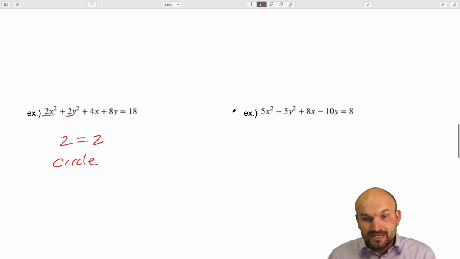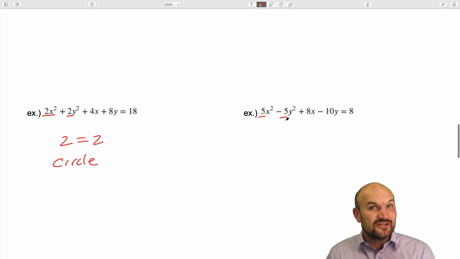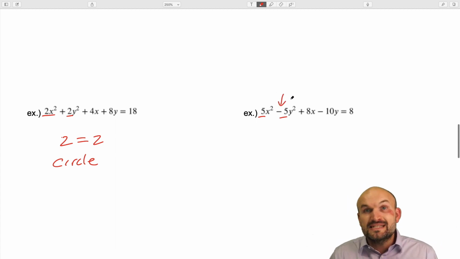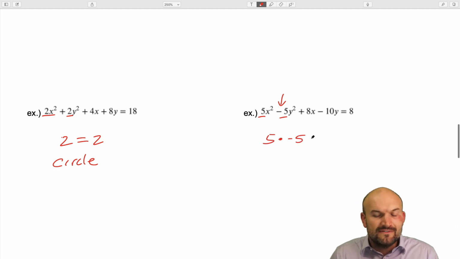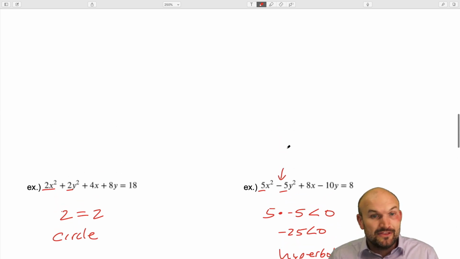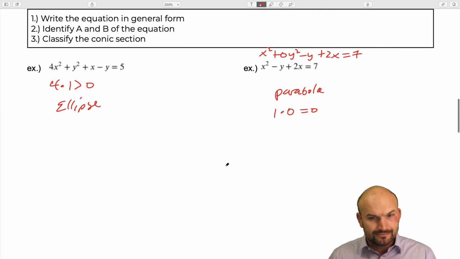And then the last one here, you can see these are similar. It looks tricky. A lot of students will think it's going to be a circle, but you can see that one of them is going to be negative. And again, the product here, 5 times negative 25, is negative 25, which is less than 0. So therefore, that is going to be a hyperbola. You can see that's a lot quicker if you just need to classify them and they're in general form. Then just use your understanding of the coefficients.